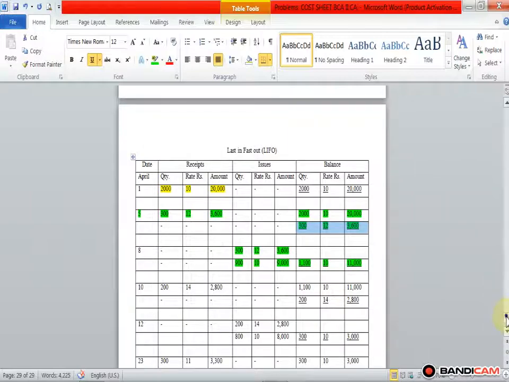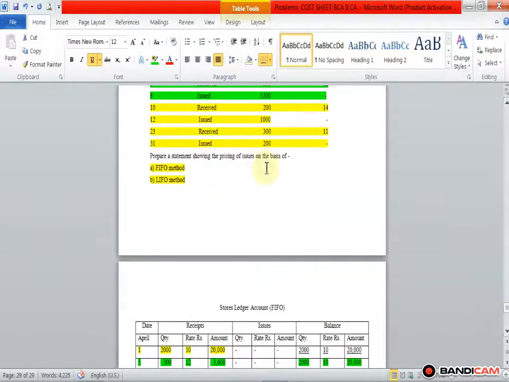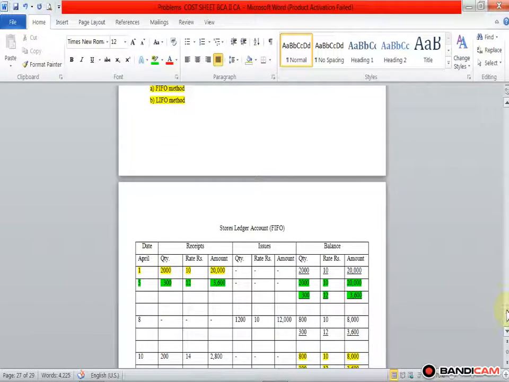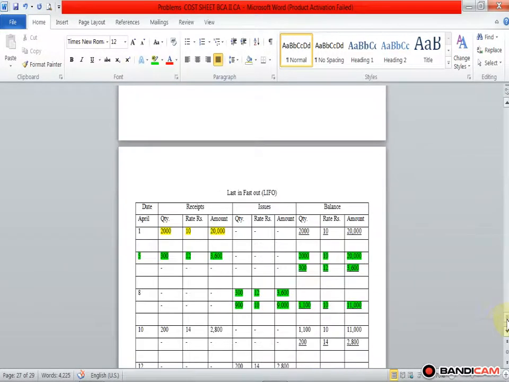Again, on 10th April the factory received a material of 200 quantity at rupees 15 per unit, sorry, 14 per unit. So here we again write it in the received column: on 10th April we received 200 quantity at rupees 14 each, amounted to rupees 2800, and the issued column is nil.